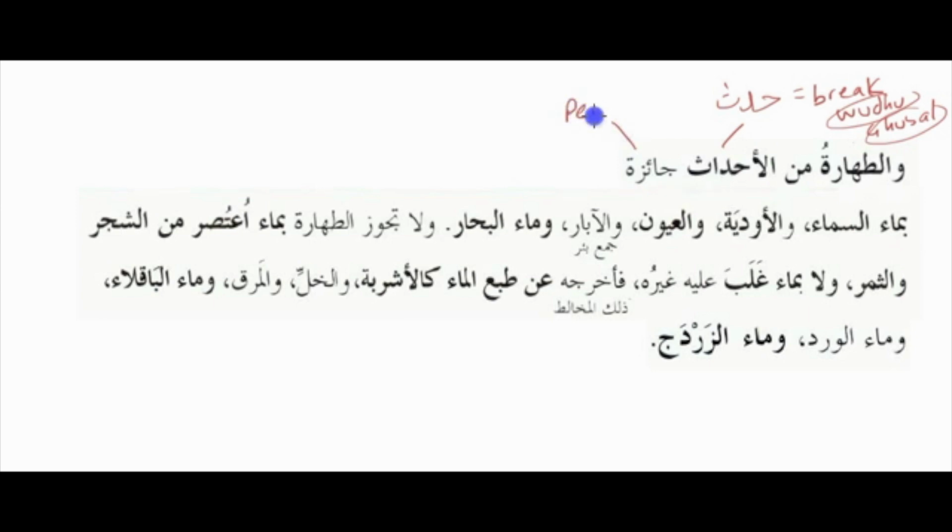Ja'izatun means permissible. Bima'i sama'i: sama means sky, so sky water, in other words, rain. Awdiya means a ravine or a lake. Uyun means springs. Abar means wells, the plural of bi'r, which means well. Ma'al bihar is the water of oceans, seas.